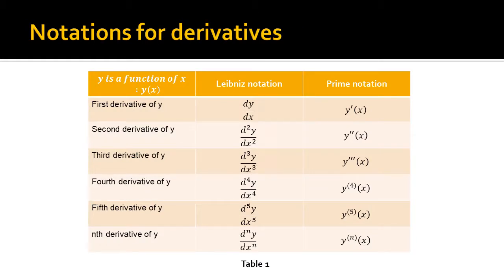Notations for derivatives. Table 1 shows the forms written for the derivatives in terms of the Leibniz and prime notations. Note that for the fourth or higher order derivatives, the primes are replaced by a number written in parentheses to represent the order of the derivative.